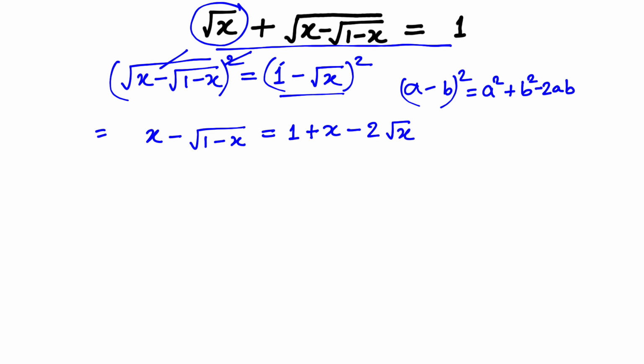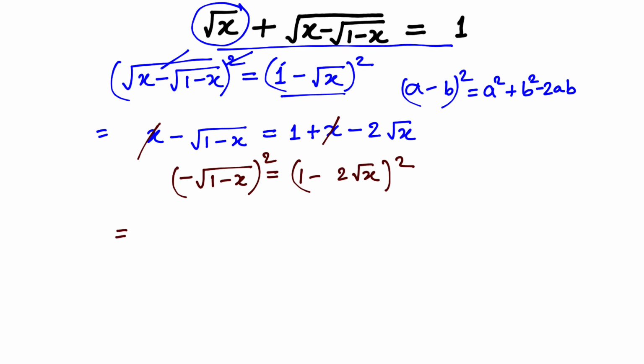Now as we can see, on both sides we have x, so this will be cancelled. All we are left with is minus under root 1 minus x is equal to 1 minus 2 root x. Now again we will square both the sides.